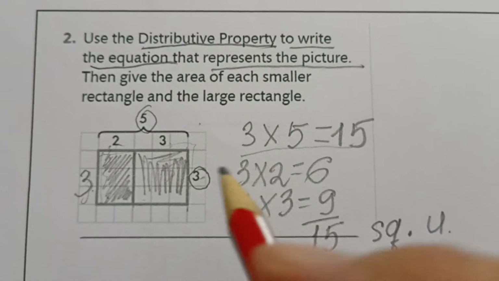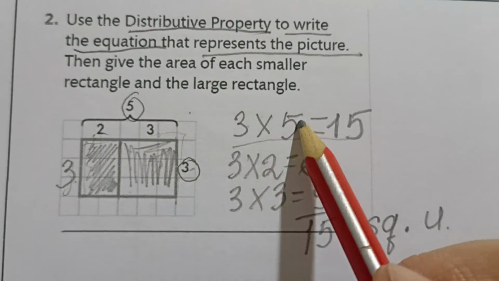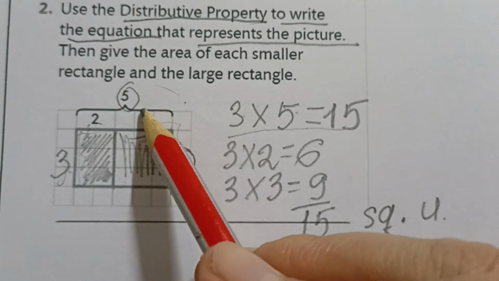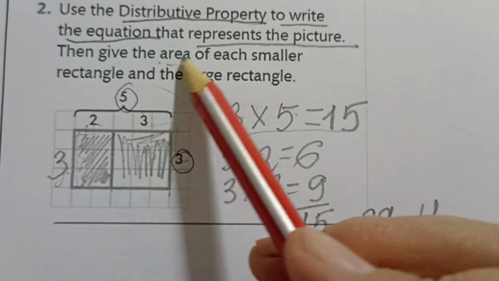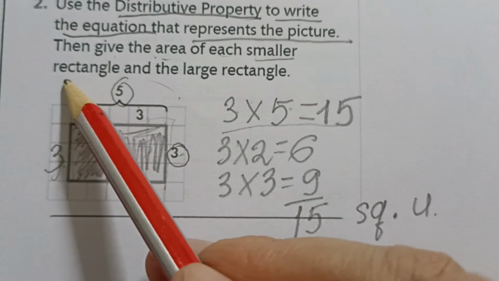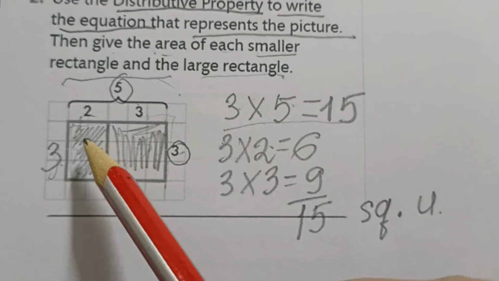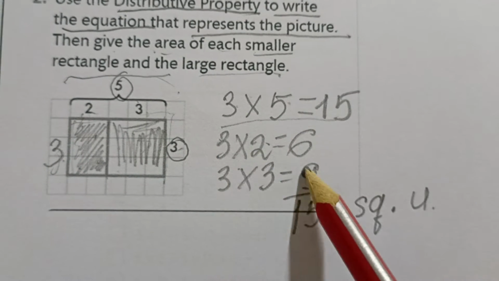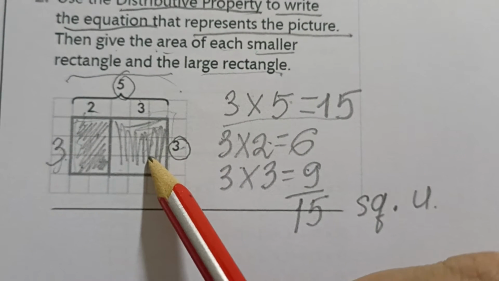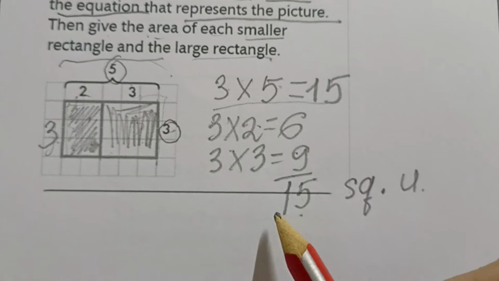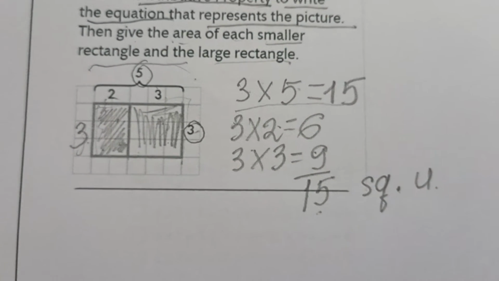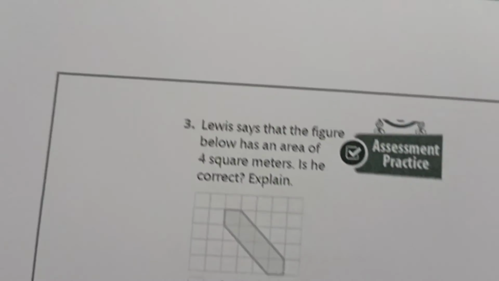So one more time, what do we do here? We write the equation for the whole picture, okay? And then we give the area of each smaller rectangle and the large one. Then we give the equation for each of the smaller ones, okay? And write together. The total area is 15 square units. Okay, next, number 3.